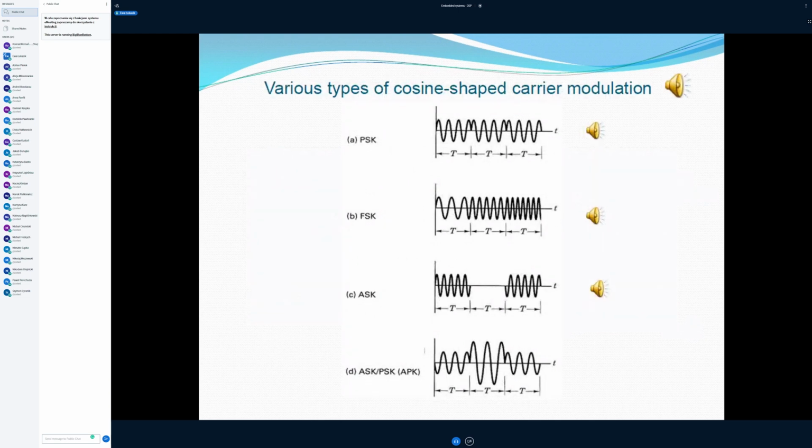We have FSK. You can see here 3 different values. So it's frequency shift keying. The parameter that is changed for carrying the information about bits is frequency. We have amplitude shift keying, which I started to discuss at the beginning, and we also have a combination of ASK and PSK.